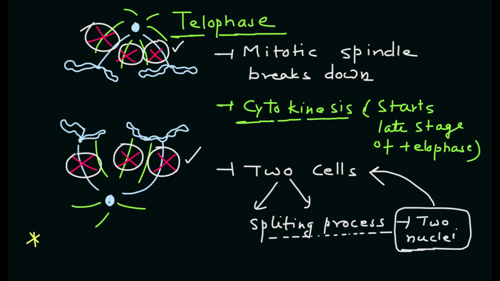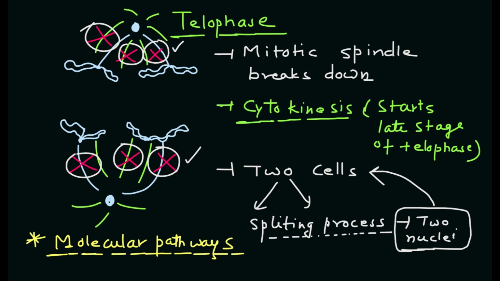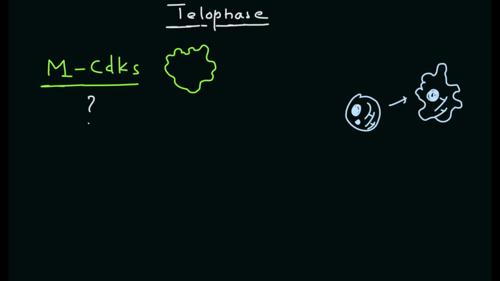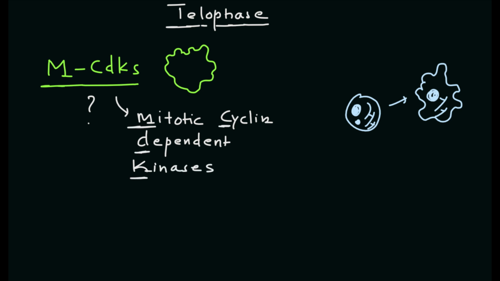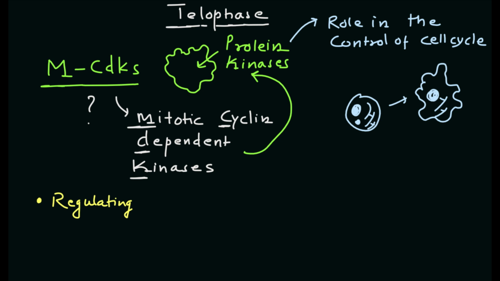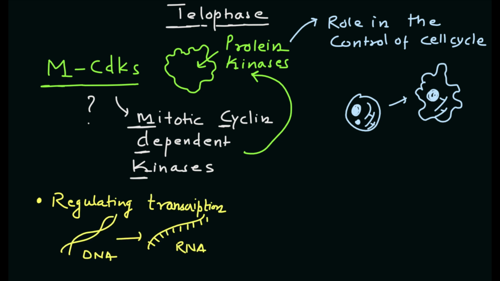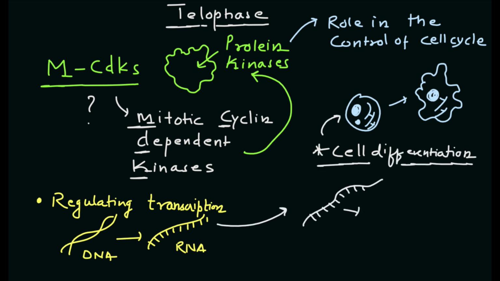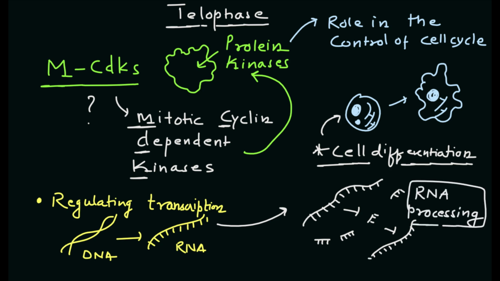Now let's try to understand the molecular mechanism of telophase. Here we need to understand what are M-Cdks, mitotic cyclin-dependent kinases. These are also known as M-Cdks. They are the group of protein kinases known for their critical role in controlling cell cycle. In addition to that, they play a part in regulating transcription, cell differentiation, and also mRNA processing.